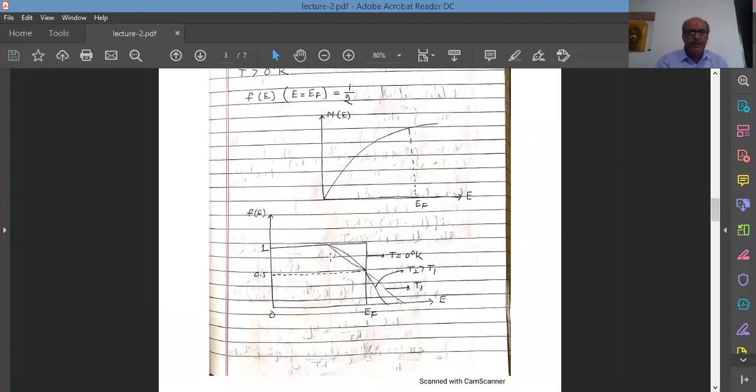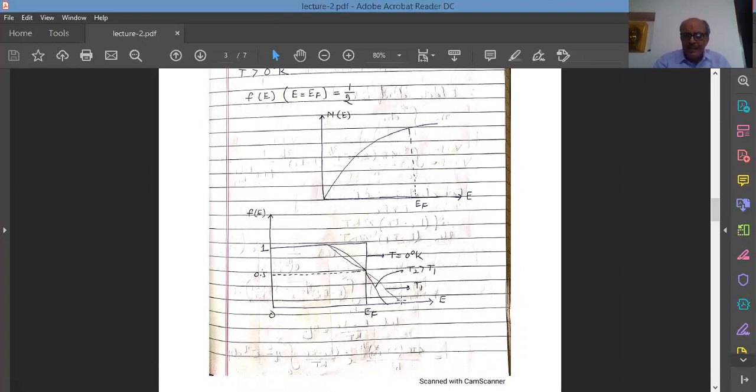So I again plot F(E) as a function of energy along with the previous one, just like a rectangular behavior. This is for T equal to 0 Kelvin. But if you raise the temperature, you can see it crosses 0.5, because when E is equal to EF, the probability of occupancy of a level by the electron is just 50%. So at non-zero temperature, the probability here is 50%.